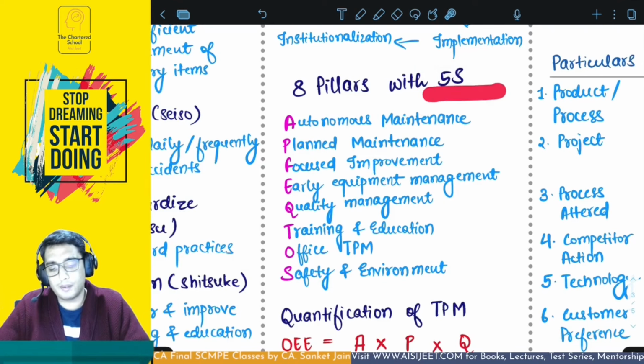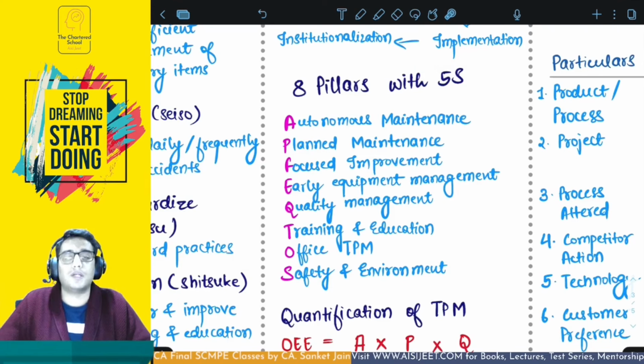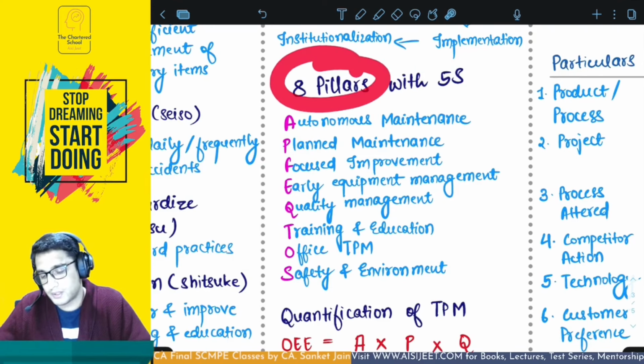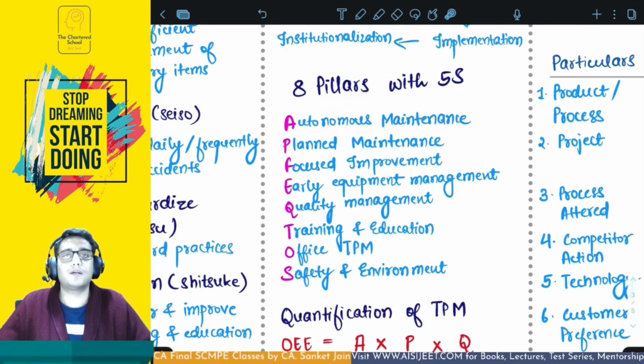So first step is to implement 5S and then you can use the TPM process. TPM has 8 pillars. First is autonomous maintenance, which is that small maintenance activity should be carried out on a frequent or a daily basis by the operator of the machine himself.